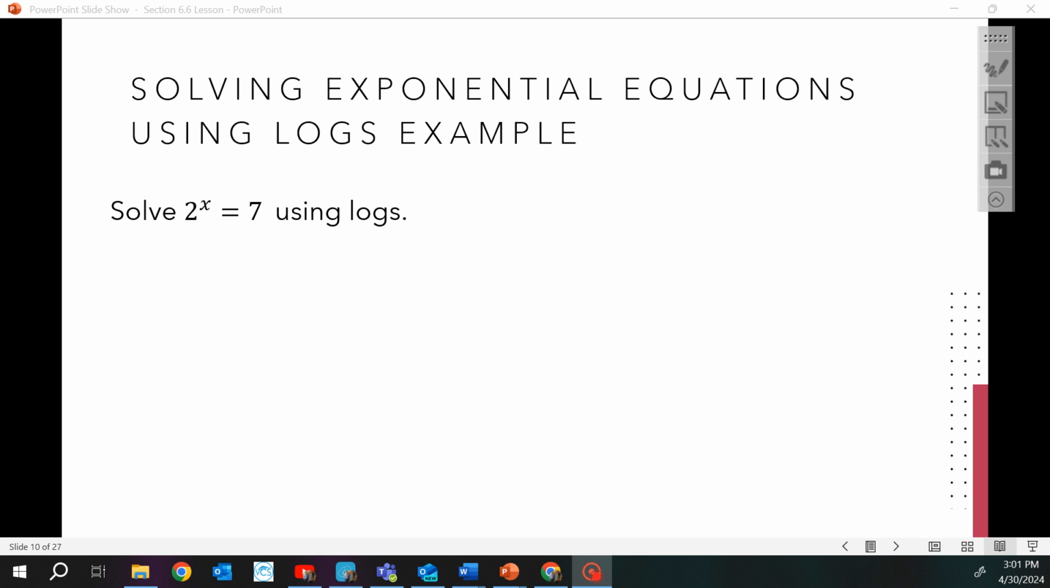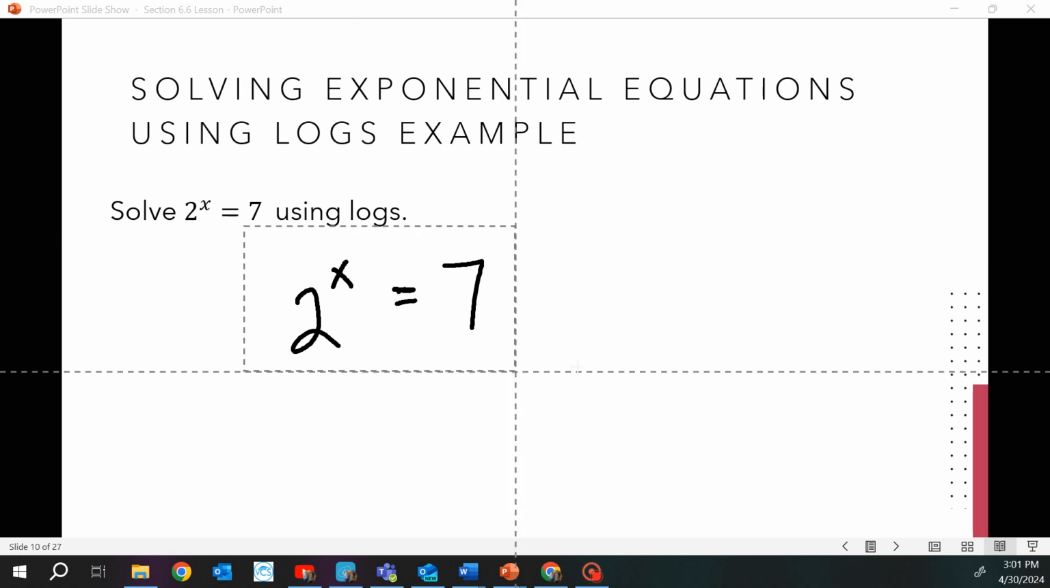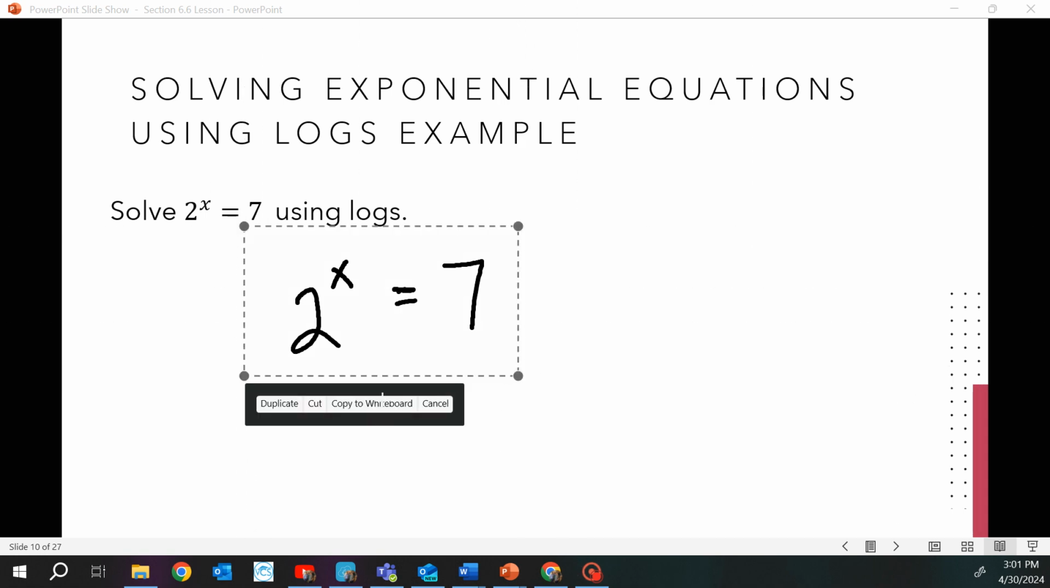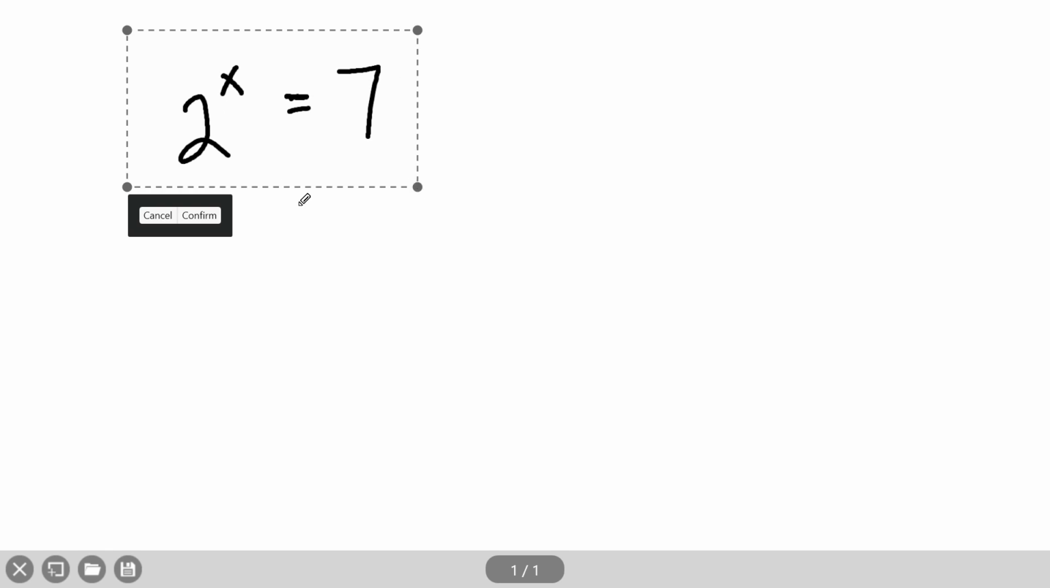Okay, so today we're going to be looking at solving exponential equations using logs. To start, we've got a pretty simple example here. We've got 2 to the power x equals 7. And the instructions say to solve this using logs.